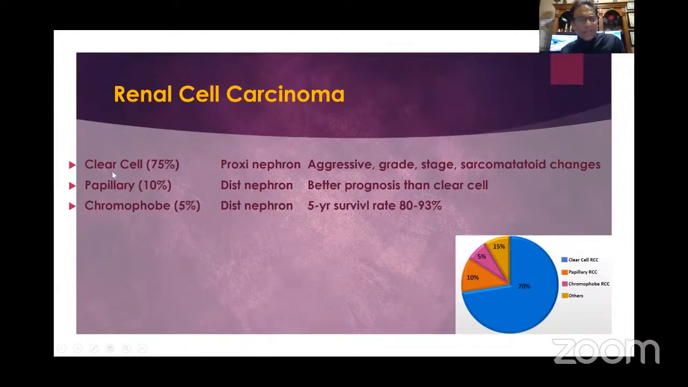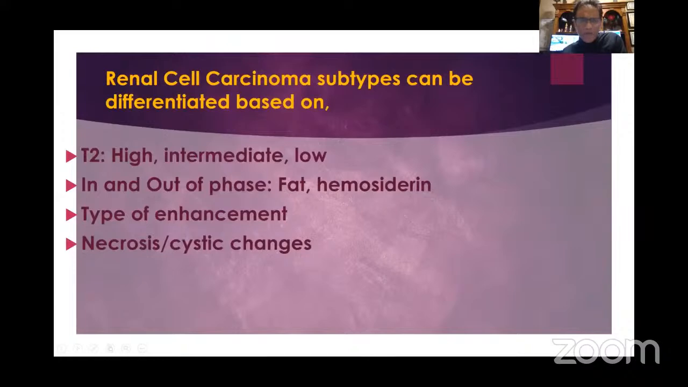And one needs to be very aggressive in treating these tumors with nephrectomy, whereas papillary and chromophobe tend to be relatively slow growing, especially chromophobe. It has a 5-year survival of 80 to 93%. The management could be different here. In papillary and chromophobe, you can do nephron-sparing surgery, which will help in preserving renal function depending on the patient's age.